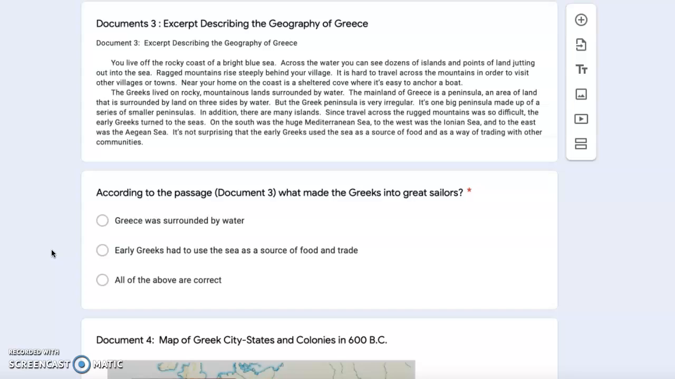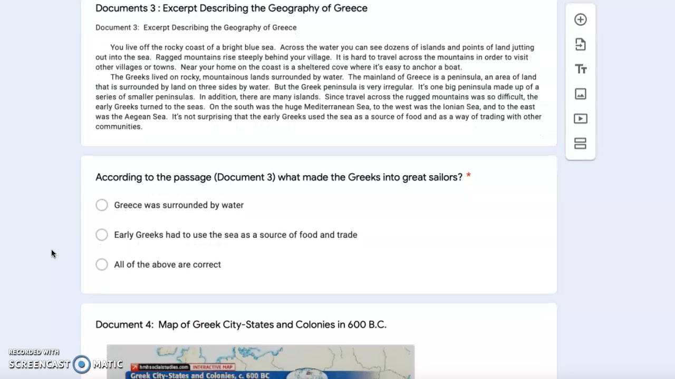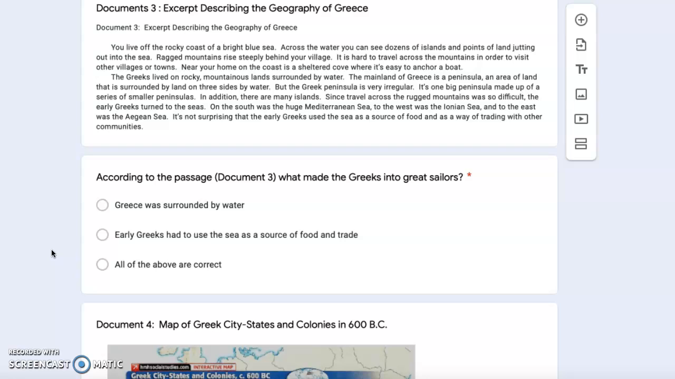The Greeks lived on rocky, mountainous lands surrounded by water. The mainland of Greece is a peninsula, which is an area of land that is surrounded by water on 3 sides. But the Greek peninsula is very irregular. It's one big peninsula made up of a series of smaller peninsulas. In addition, there are many islands. Since travel across the rugged mountains was so difficult, the early Greeks turned to the seas.